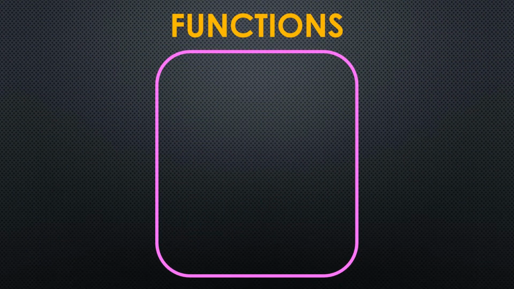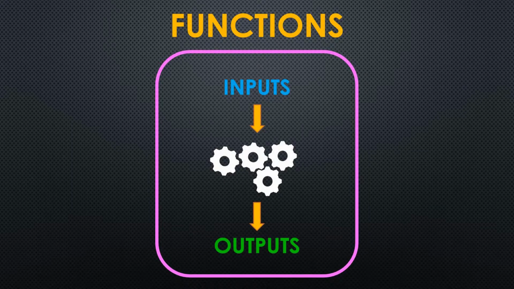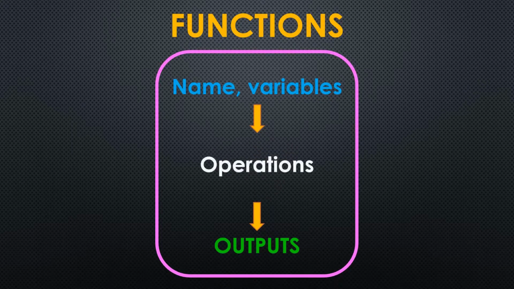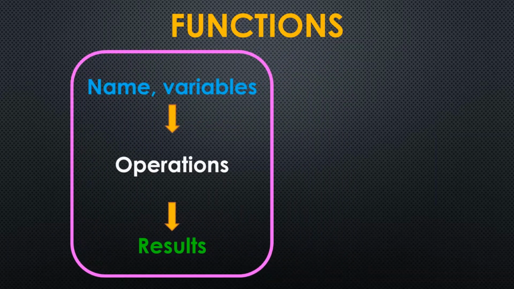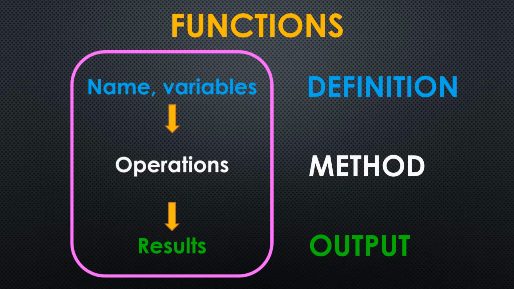Functions can be viewed as a box of sorts, a box which contains three distinct parts: a set of inputs, a section to process these inputs, and a way of providing the user with an output. In particular, in coding, the first part corresponds to the function's name and input variables. The second part contains all the necessary operations, and the third returns the results to the user. These can also be called the definition, method, and output of a function.